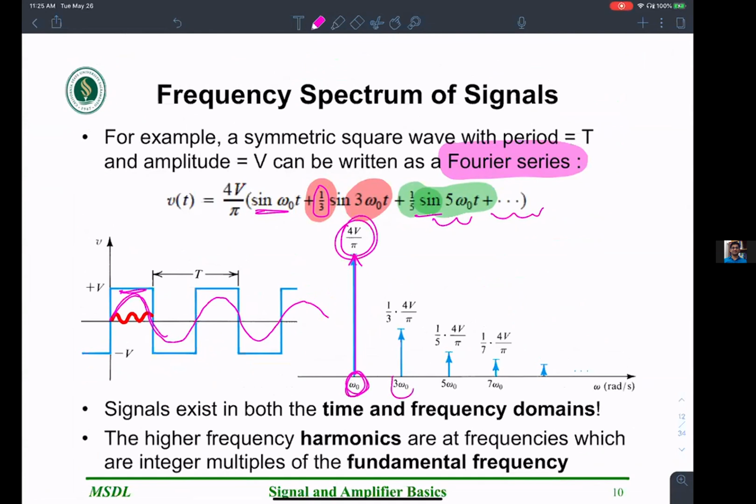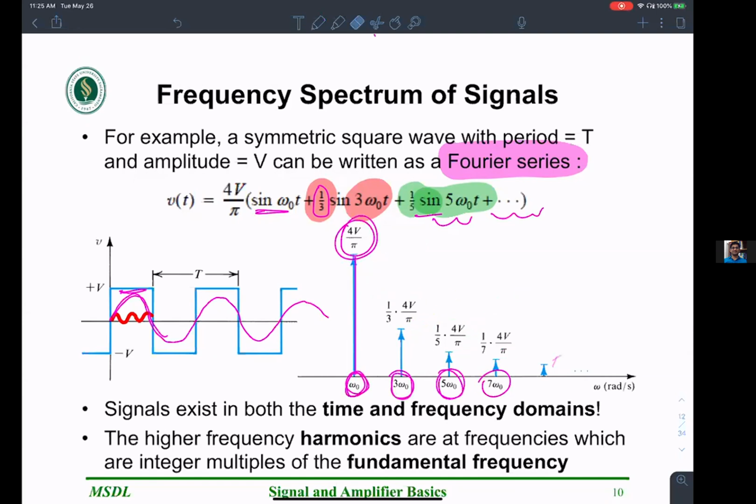Okay, and there's going to be one sine wave with a 3 omega naught frequency and some amplitude. There is a sine wave of 5 times that frequency and some amplitude, so on and so forth. Each of these lines here is one sine wave. When you add 1, 2, 3, 4, 5, a bunch of sine waves, you get a square wave.